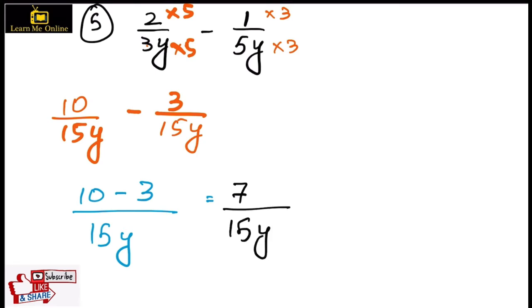Now you get to the stage where you have a term in the numerator and denominator. Can you simplify it more? Looking at the numbers 7 and 15, they don't go in the same times table. So this is the most simplified answer we can have.